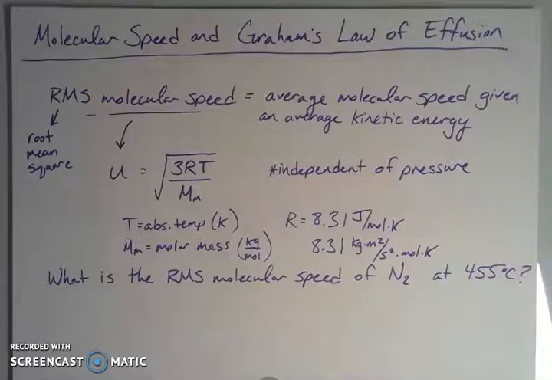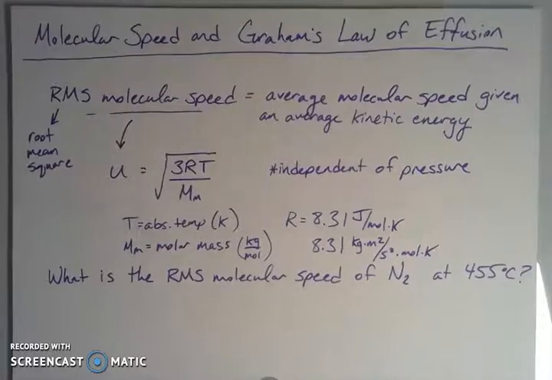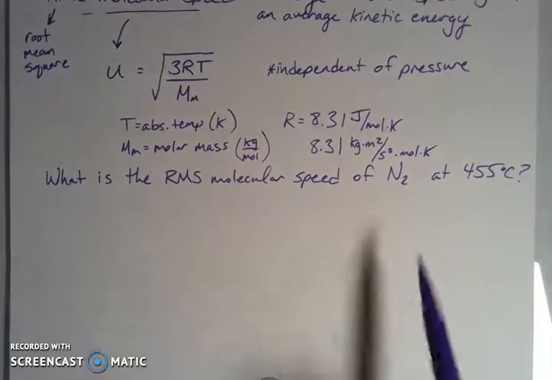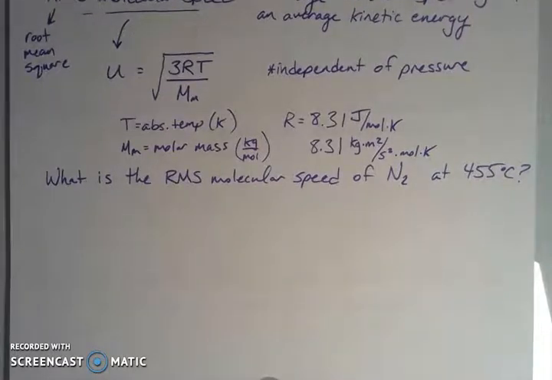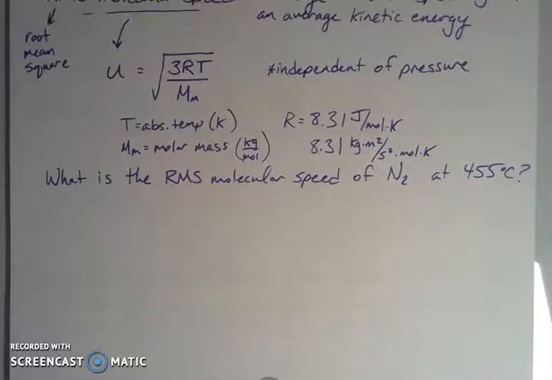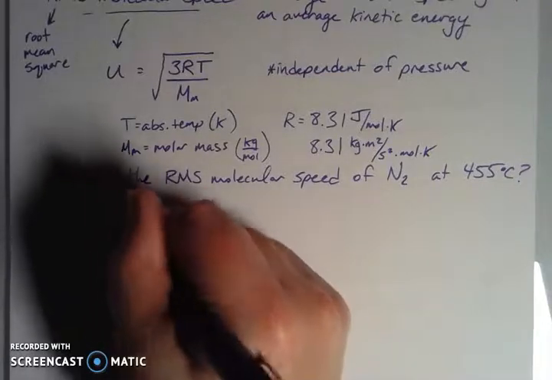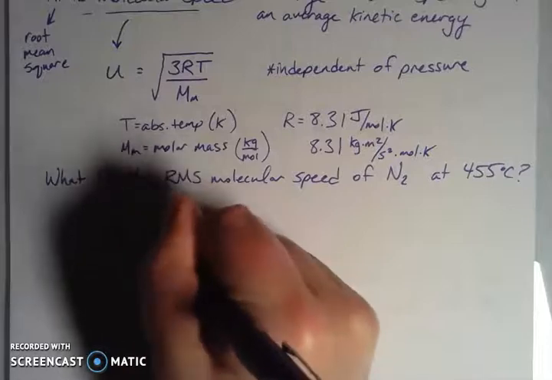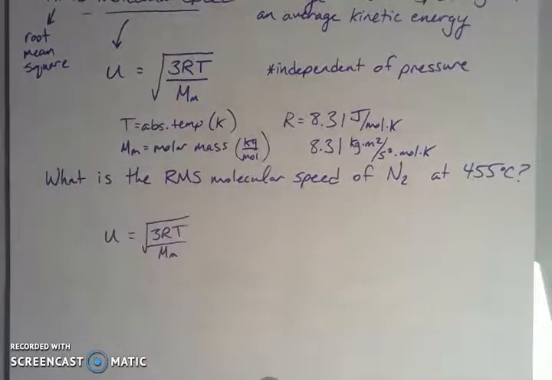So this is just the average molecular speed based on the movement and the size, essentially, of these things. So we can use that equation to solve problems that look like this. If you have an identity of the gas, let's take diatomic nitrogen, for example, and a temperature, then we can figure out the RMS molecular speed. So our equation is this, the square root of 3RT over the molar mass.